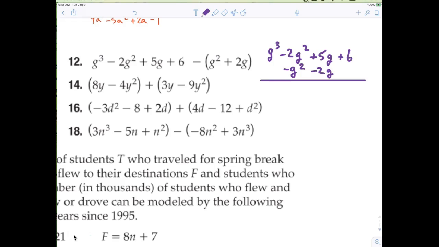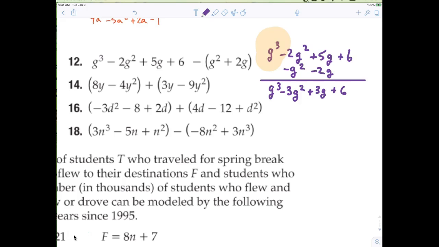You can only add g cubeds to g cubeds. Squares, you can only add squares. So now, this g cubed, there's nothing to add to that. So that's just g cubed. And then after g cubed, it would be what? Minus 3g squared, right. And then what? Plus 3g. Very good. And then finally what? Plus 6.